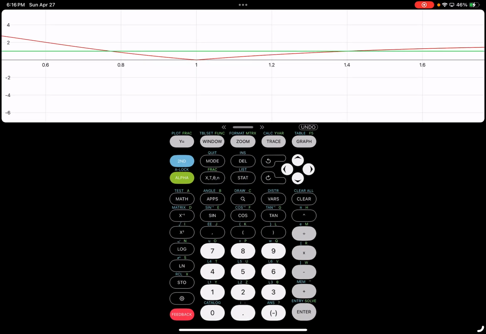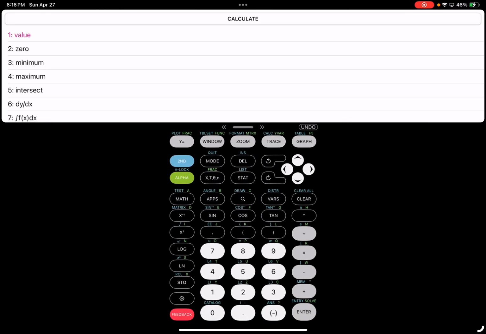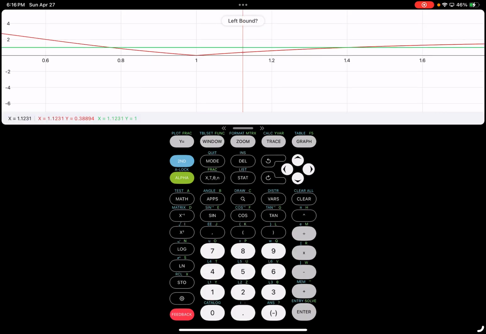So you go second trace. Nope, you go second trace, not 0. Intersect 5. And this, mine, don't look at mine. Yours asks different questions. It goes first curve, second curve, guess. The iPad doesn't do it the same way.